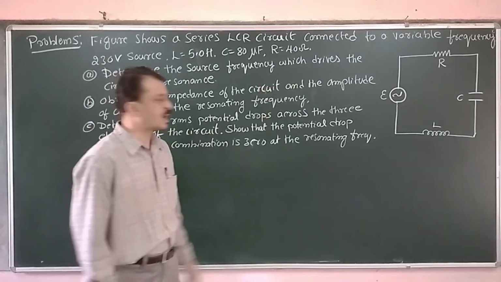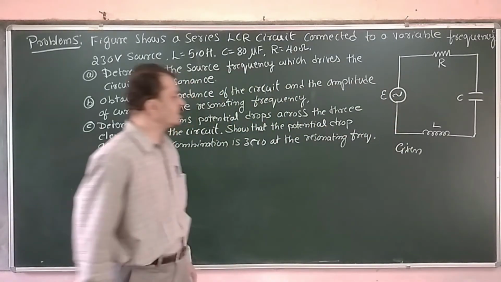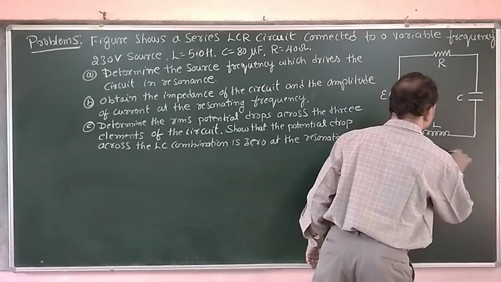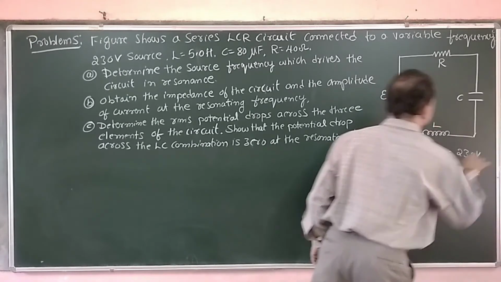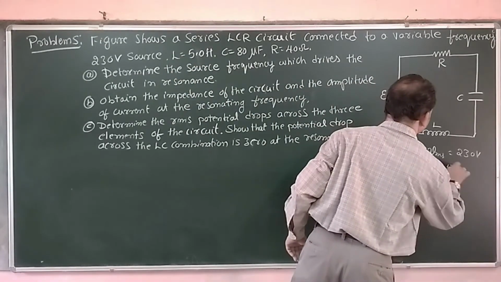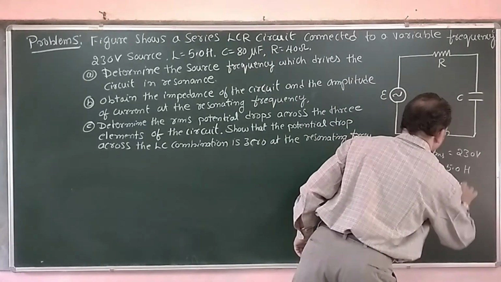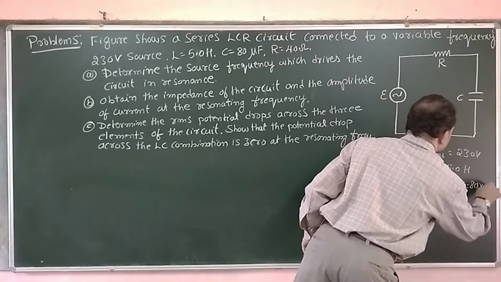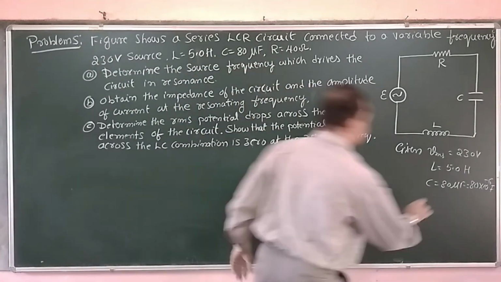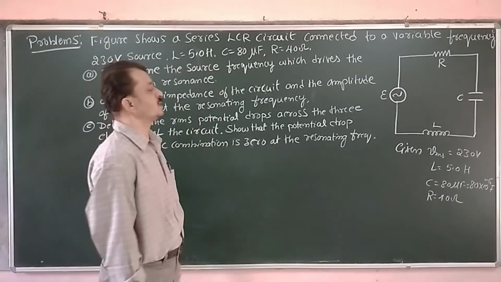Now the circuit is as shown in the diagram. It is a little bit of a lengthy problem. So here given source voltage, that is the RMS value of the voltage, is given 230 volts, V RMS. L is given, it is 5.0 Henry. Capacitor is given, it is 80 microfarad, that is 80 into 10 to the power of minus 6 farad. And the resistance value is given, R is equal to 40 ohm. These are the given quantities.